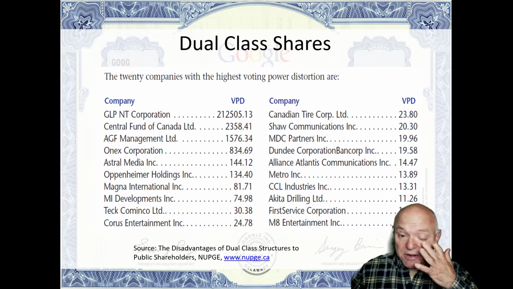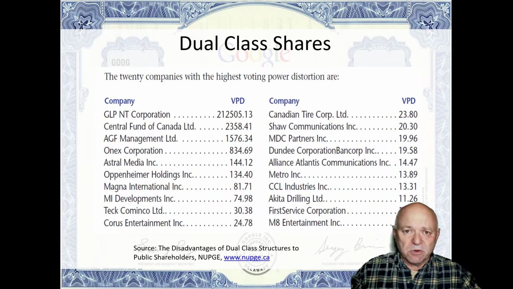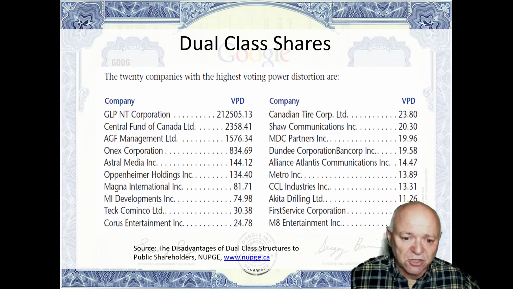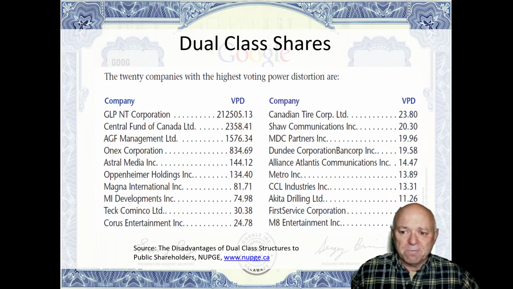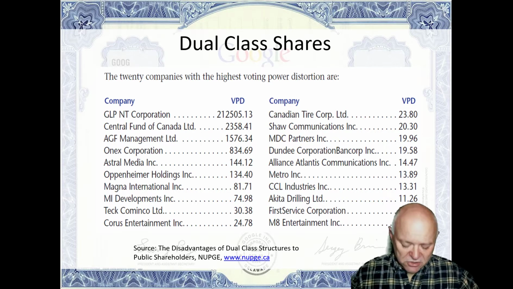Some of the other companies you might recognize: Magna produces auto parts, one of the biggest auto parts companies in the world. Teck Resources, or Teck Cominco, is one of our biggest mining companies, and again, a founding family has essentially the control of that company. Shaw Communications, Metro, and so on. So these companies are all companies that have used that type of a dual class system.